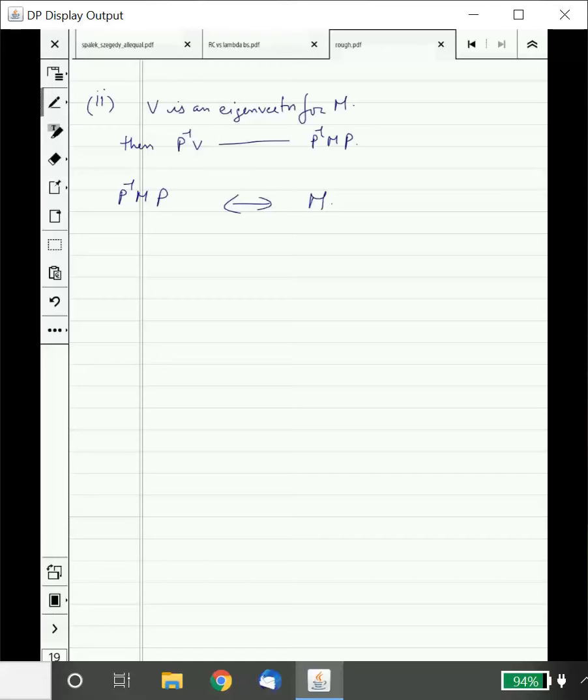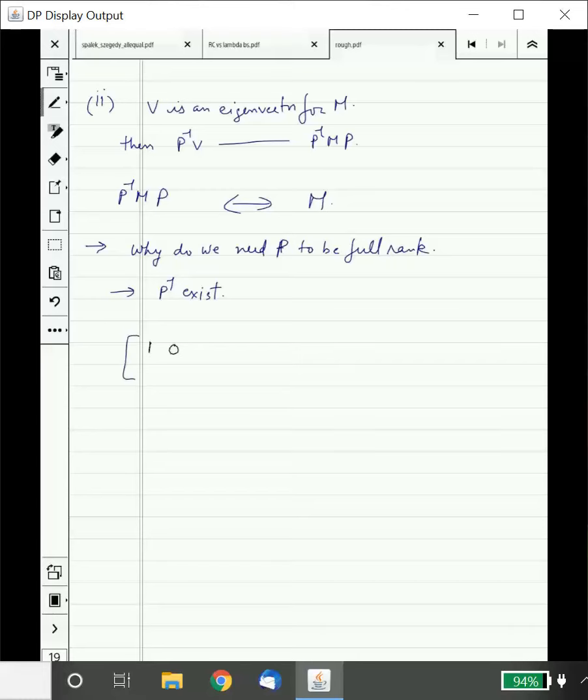Just notice, why do we need P to be full rank? Think about this question. Pause the video. There is a simple answer to it. The answer is P inverse should exist. Otherwise, P inverse MP does not make sense. And you can actually see that this condition is necessary by the example of this matrix.